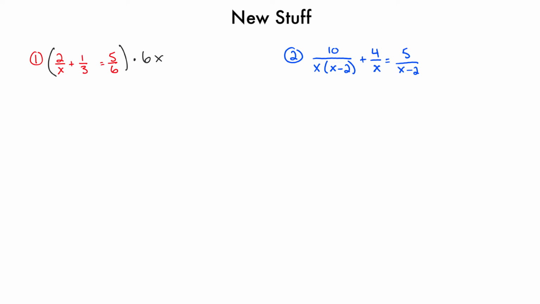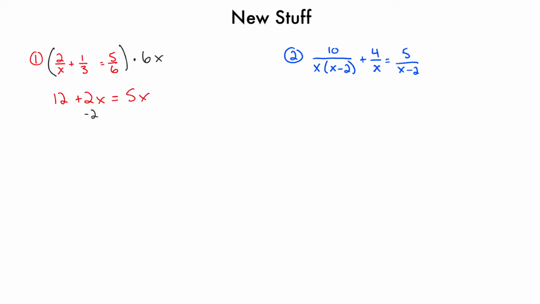When I multiply the 6x times the first term, the 2 over x, the x's would cancel. 6 times 2 is 12. Then I multiply the 6x times the 1 over 3. The 1/3 would turn the 6 into a 2, so I just get left with a 2x. Equals 5 over 6 times 6x. The 6 on top and bottom would cancel, and you're just left with 5x.